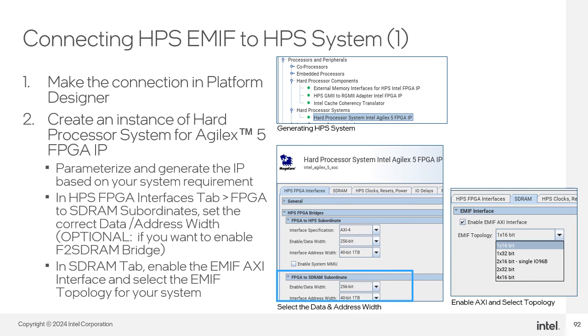Now we take a close look at how to create an instance of HPS system and connect it to the HPS EMIF in Platform Designer. The steps listed here demonstrate the settings in the HPS system that are related to the HPS EMIF. The FPGA to SDRAM subordinate settings are optional. It is only required when you want to enable the FPGA to SDRAM bridge. In the SDRAM tab, enable the AXI interface and select the EMIF topology for your system.